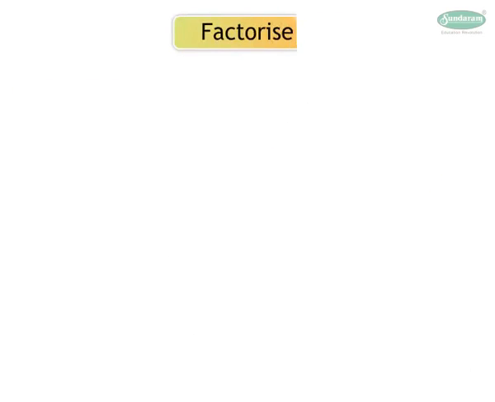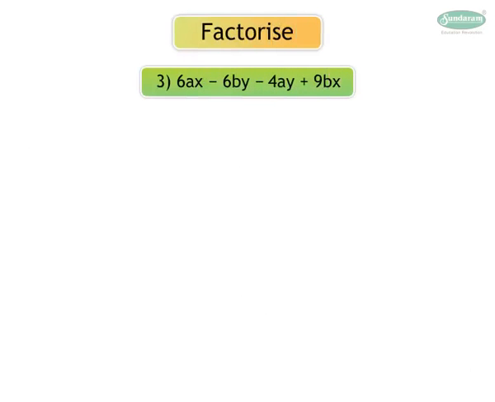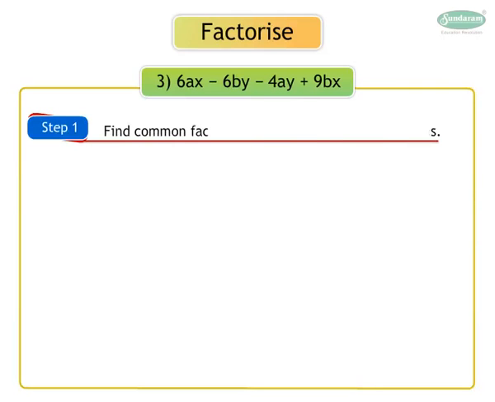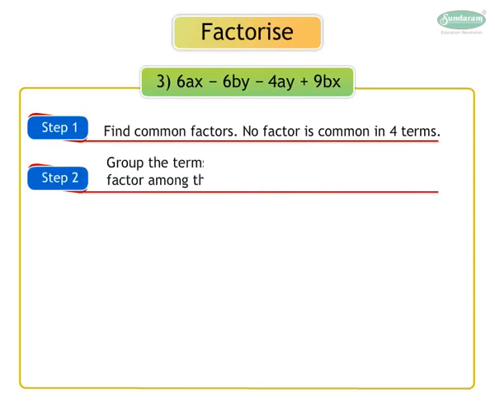Let us take third sum of the same exercise. 6ax minus 6by minus 4ay plus 9bx. First step is to find the common factor. We can see that there is no common factor. Second step, since there are 4 terms, we can group and arrange the terms in pairs and get a common factor in the grouped pairs.